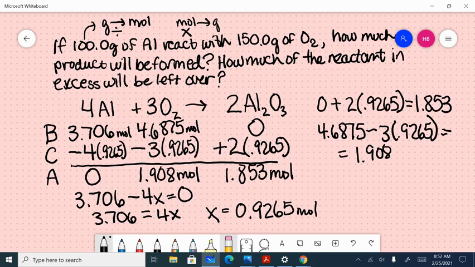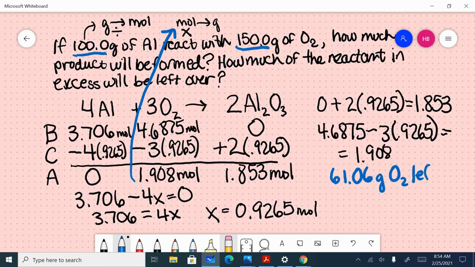So now if the problem asked us how many grams, I can go back up to here and say, in order to change moles to grams, I'll multiply by the molar mass. So I take 1.908, multiply it by 32, and I get an answer of 4 sig figs, 61.06 grams of O2 is left over.